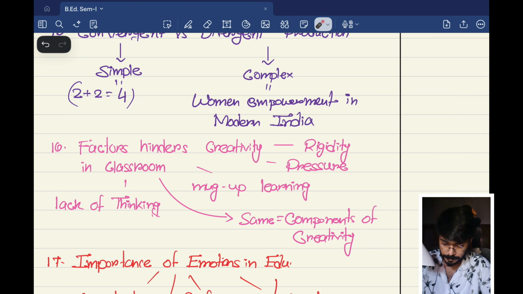Let's see. Factors that hinder creativity in the classroom. If the classroom isn't inclusive, we have to incorporate differentiated learning methods. Some students understand very critical topics easily or very quickly, and some students lag in this area. So we have to take care of them as well.